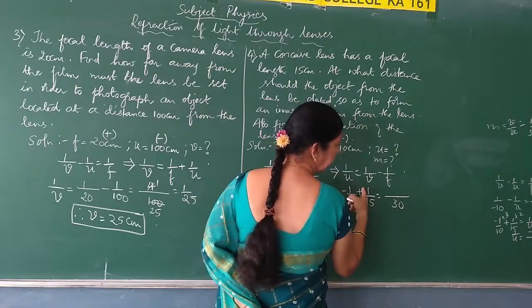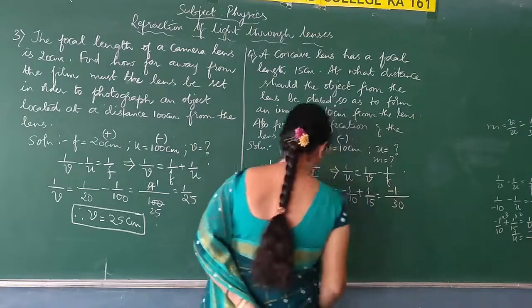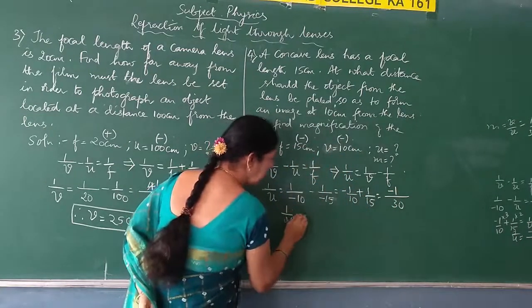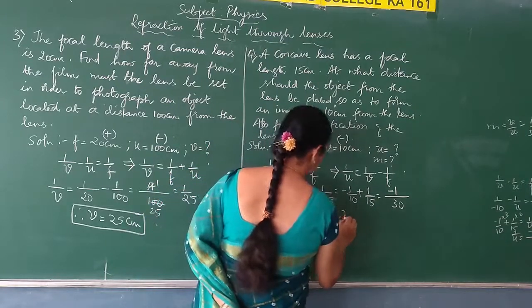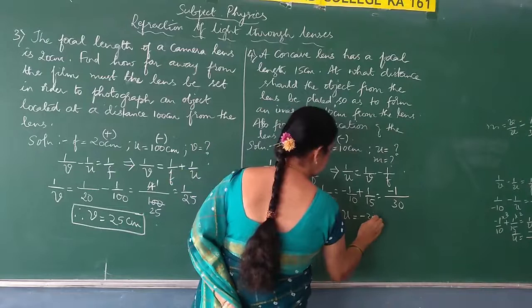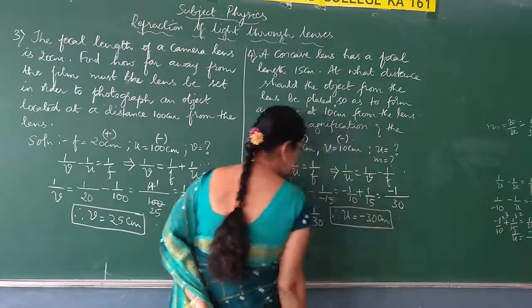Minus 3 plus 2 will be equal to minus 1. So 1 by u will be equal to minus 1 by 30. Therefore, u will be equal to minus 30 centimeter. This will be the object distance in this case.